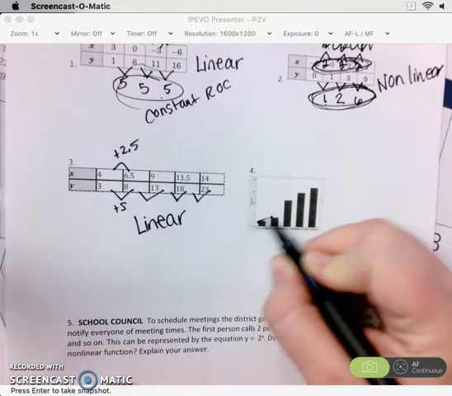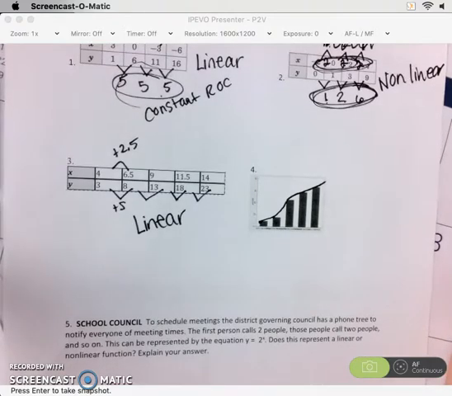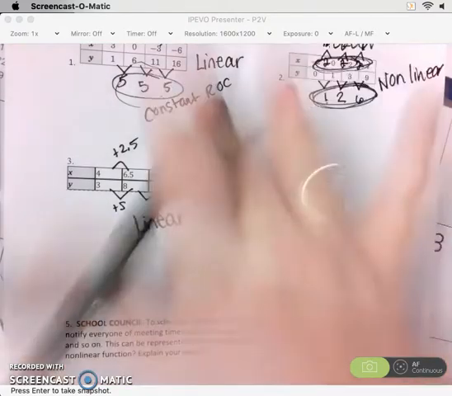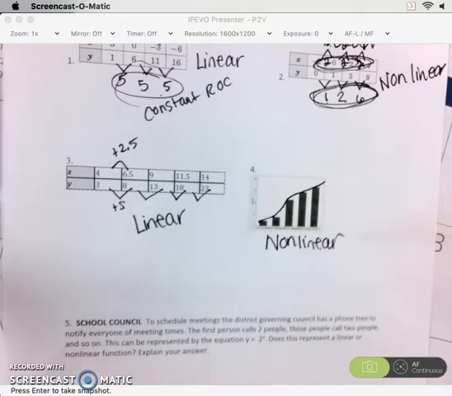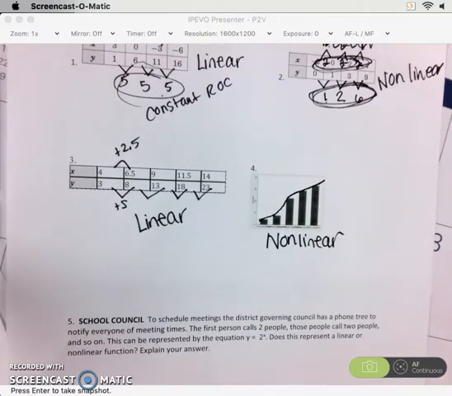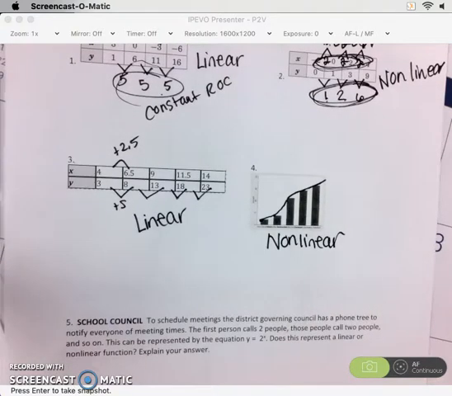Okay, the next one, pick a point on the box or the rectangles, say the top left corner, and connect all the top left corners. Does that look linear? No. It's very wavy, so it's nonlinear. How straight is that line? Straight. No curve in the straight.